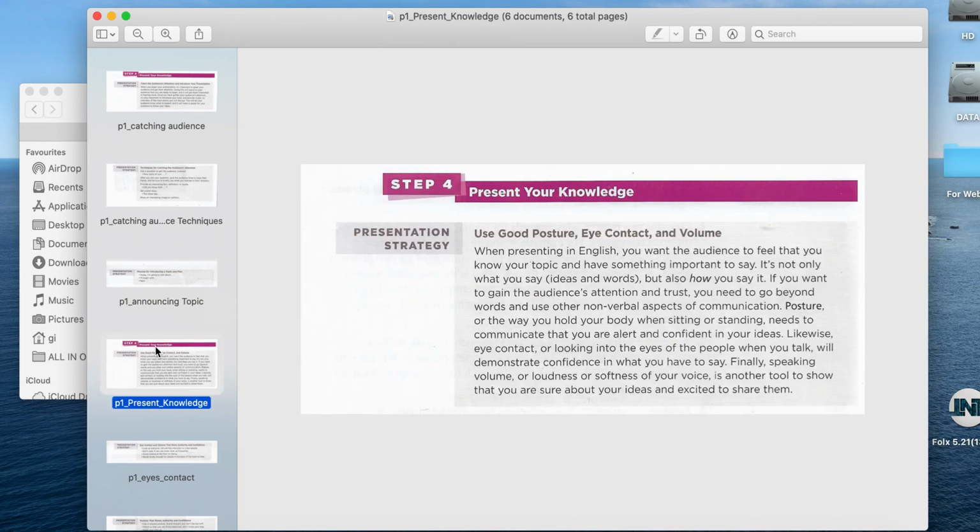Now, let's go to the next picture. Present knowledge. So P1, present knowledge. That's where we learn to present your knowledge. Use good posture, eye contact, and volume. Volume is your voice, and eye contact. And now gesture. Gesture is also there. So they are different things.